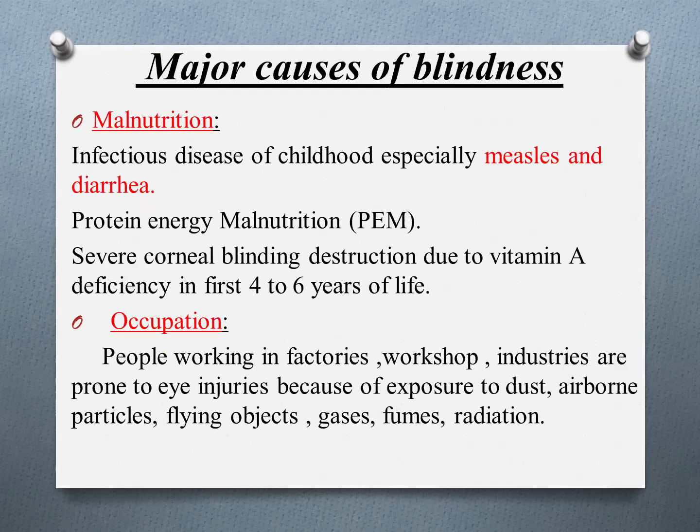Leading causes of blindness. Malnutrition, infectious diseases of childhood, especially measles and diarrhea, protein and energy malnutrition, severe corneal destruction due to vitamin A deficiency in the first 4 to 6 years of life. Occupation: people working in factories, workshop industries are prone to eye injuries because of exposure to dust, airborne particles, flying objects, gases, fumes, and radiation.